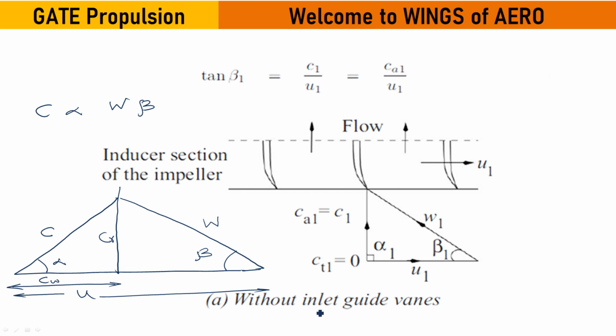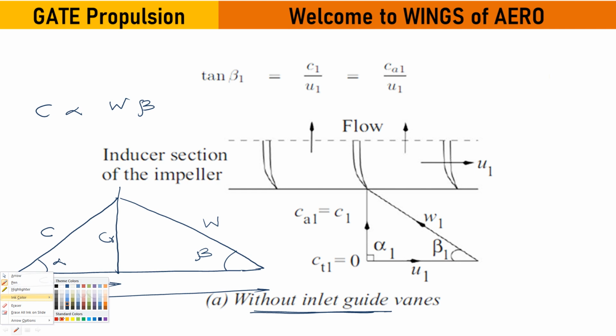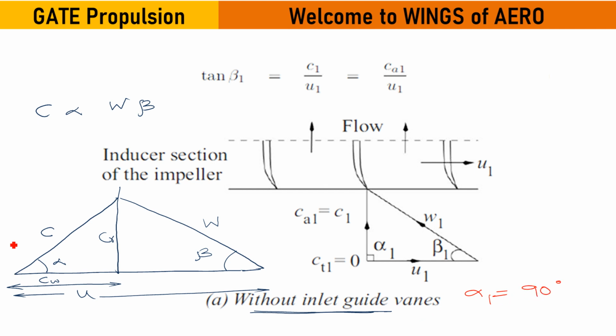So inlet guide vane, if it is not there, if they precisely mention that it is without inlet guide vane, then remember in that case alpha 1 is equal to 90 degree. Now if I consider this velocity triangle for an inlet condition, previously we have seen it for the exit condition. This is an upstream inlet when it is entering inside the blade.